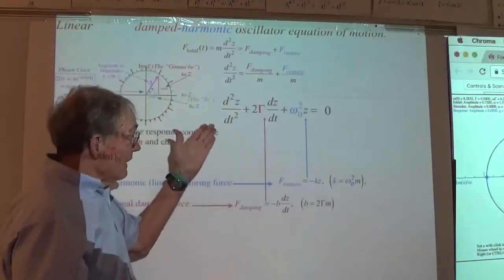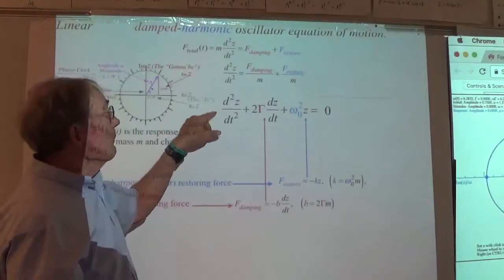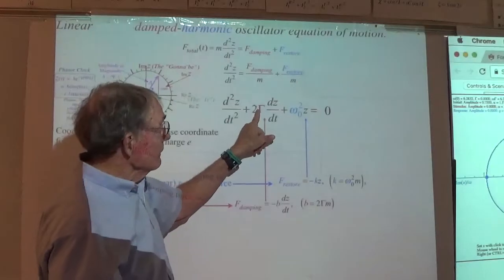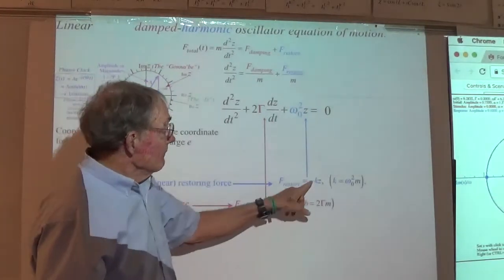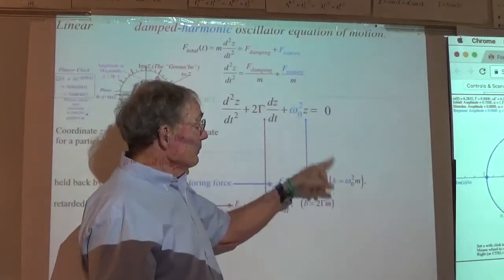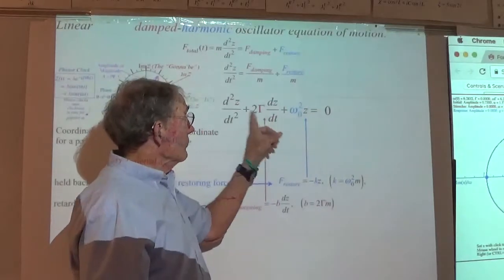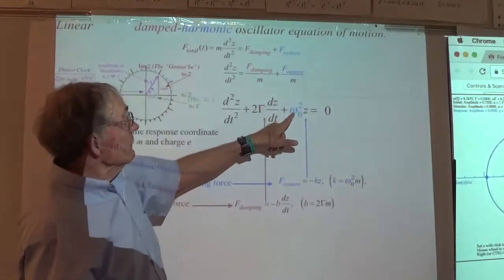Now remember, we divided the m's out of this equation, so there's no m sitting here anymore. That means there's not one here either. And the omega 0 squared also. The k over m has dropped that and left us just with the omega 0 squared. So these are the variables that we'll work with, gamma and the omega 0.